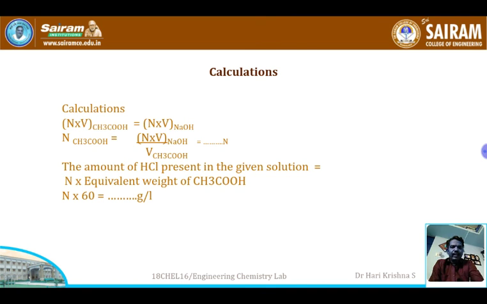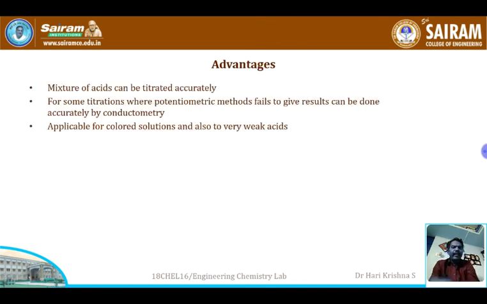So lastly, what are the advantages of this conductometric estimation? A mixture of acids can be titrated accurately. Colored solutions and weak acids, everything can be done accurately. This cannot be done in our classical volumetric estimation, where it requires more indicators.